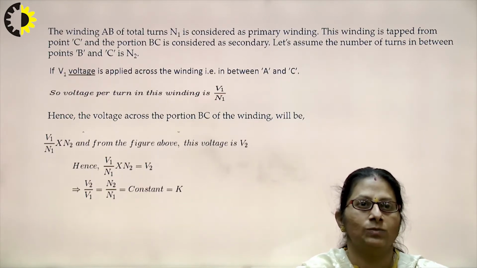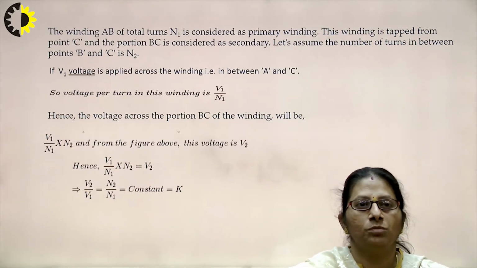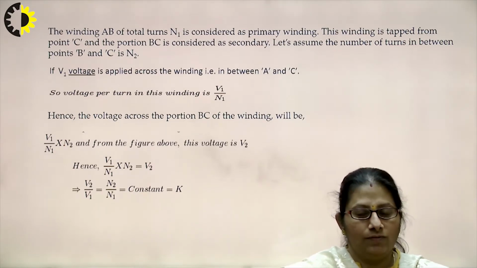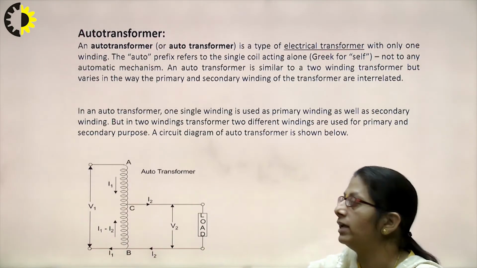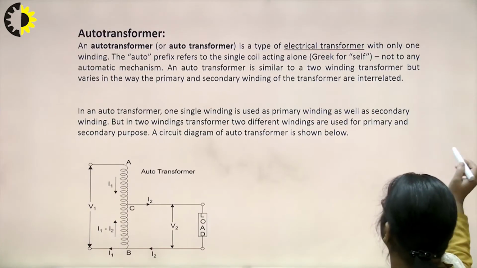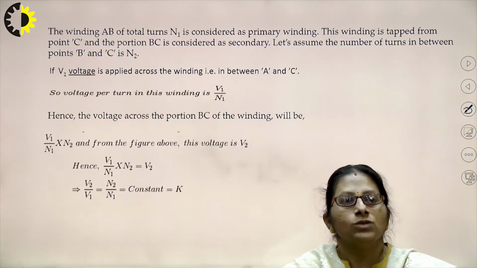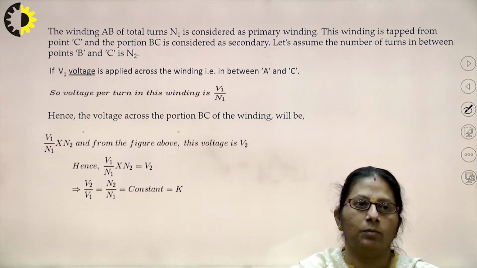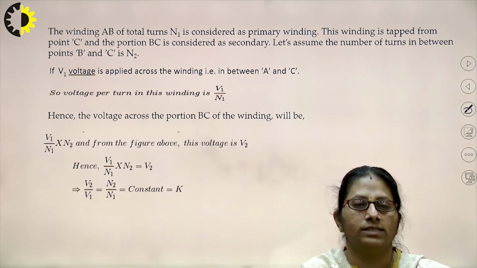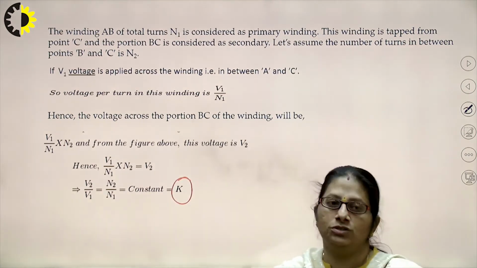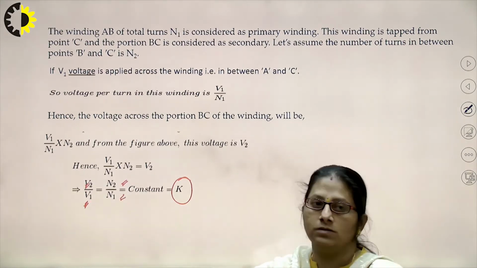So the voltage per turn in this winding would be given by V1 by N1. So the total voltage across the portion BC of the winding is given by V1 upon N1 into N2, and from the given figure this voltage is what we call V2. So V1 upon N1 into N2 is V2, or if we take the ratio, V2 by V1 or N2 by N1 is going to be the constant K, which we call the transformation ratio, given by the secondary terminal voltage by primary voltage or secondary number of turns by primary turns.